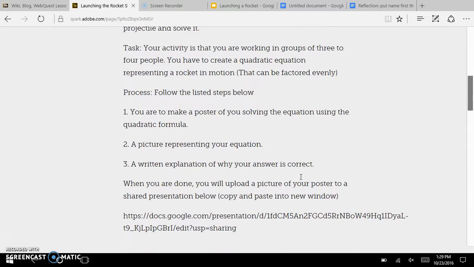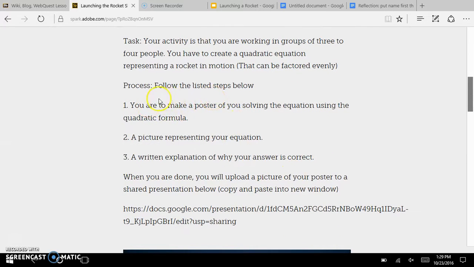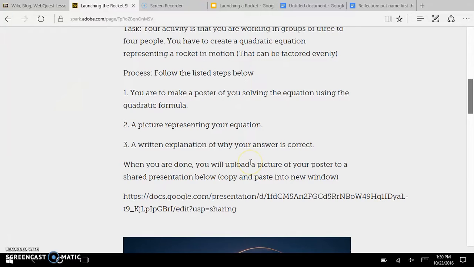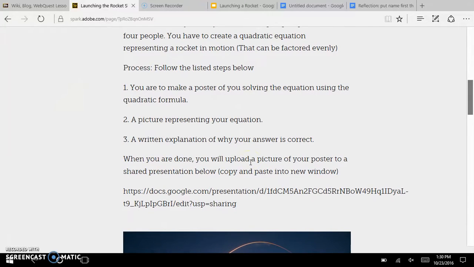All right, and this is the process. The process are these steps listed below. They have to make a poster of the steps solving the quadratic equation using the quadratic formula, and a picture representing the function, so it has to be on a graph, and there has to be a written explanation of why their answer is correct, so they have to tell me in written form to prove why their answer is correct. And when they are done, they have to upload a picture of the poster and a shared presentation below.